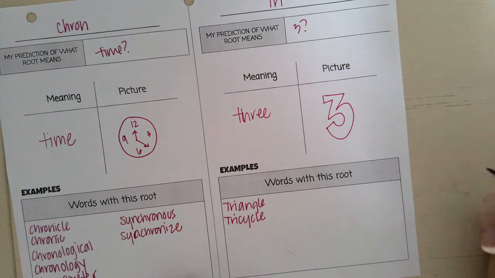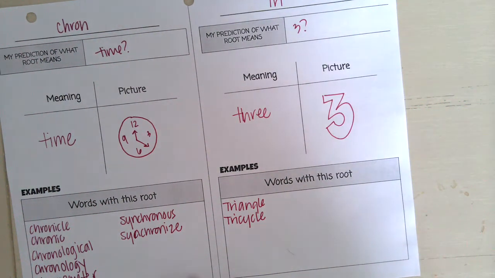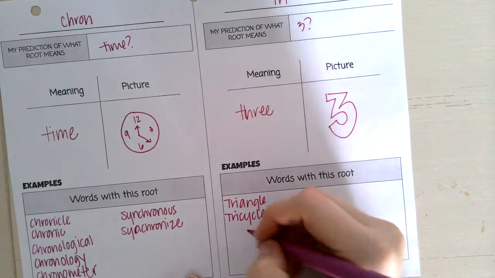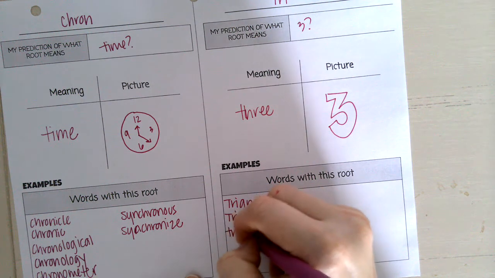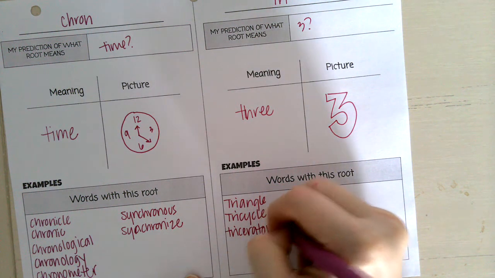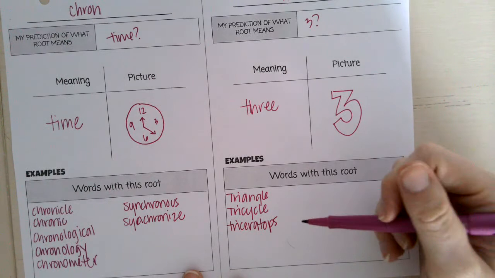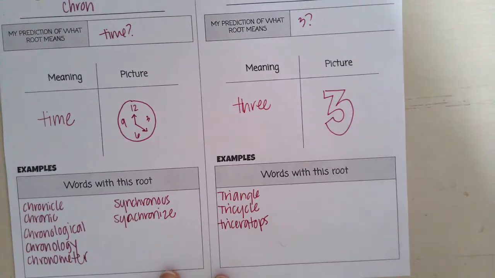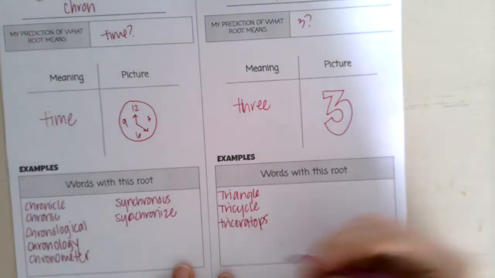Okay, the next root is try. So we have triangle, tricycle. I could actually think of quite a few without researching. The next one I thought about: my brother was really into dinosaurs when he was younger, and one that sparked my memory was triceratops. If you think about what a triceratops is, it's a dinosaur that has 3 horns. So that definitely makes sense.